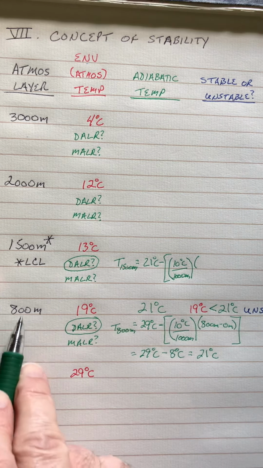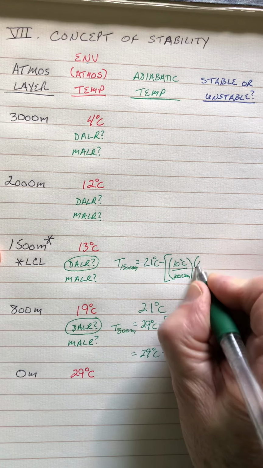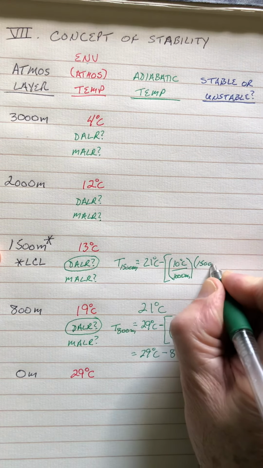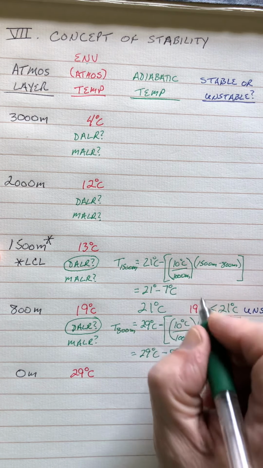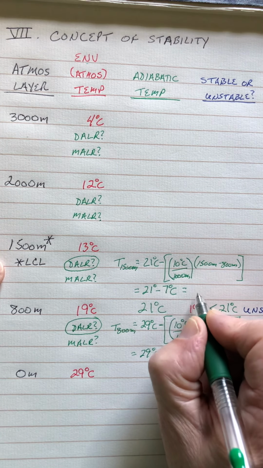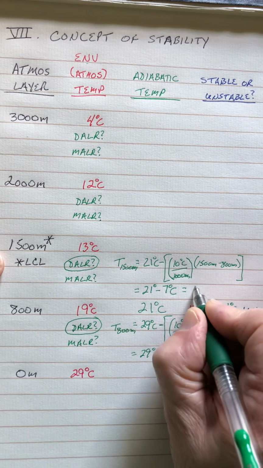And we are going from 800 meters to 1,500 meters. So 1,500 meters minus 800 meters. Okay, and so now our temperature will be 21 degrees C minus 10 degrees C per 1,000 meters. We're going up 700 meters, so that means our air is going to cool by another 7 degrees C. And so at 1,500 meters, our air temperature will be 14 degrees C.